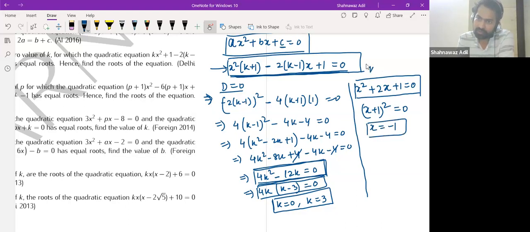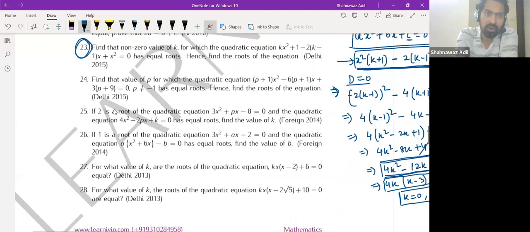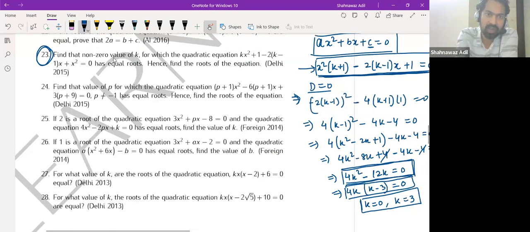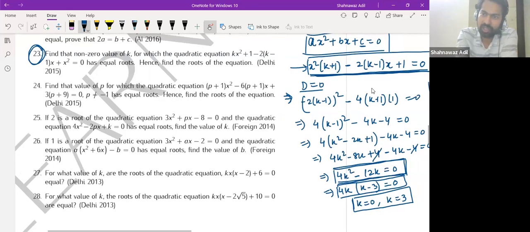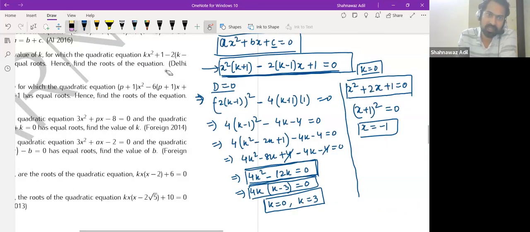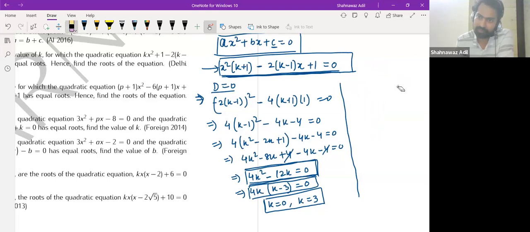But in the question, they say that k is a non-zero number. Oh, they are saying that. Find that non-zero value. Yes, then you are correct. Good, good. Then, of course, this is discarded. So the answer is 3 only, right, sir?